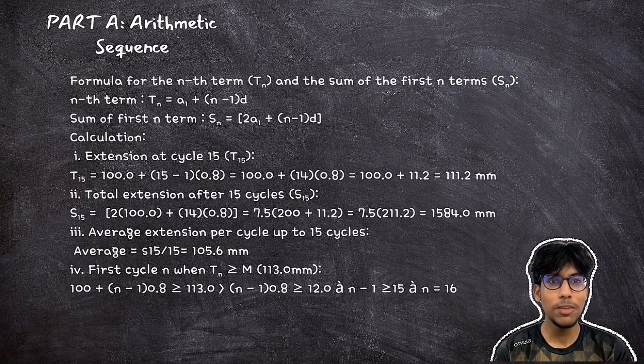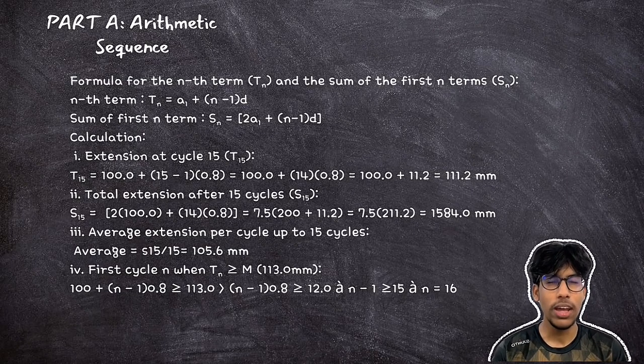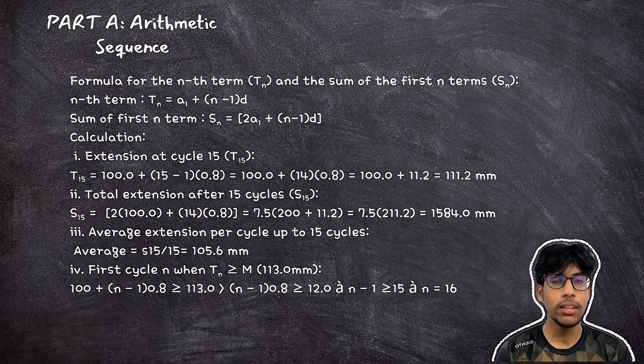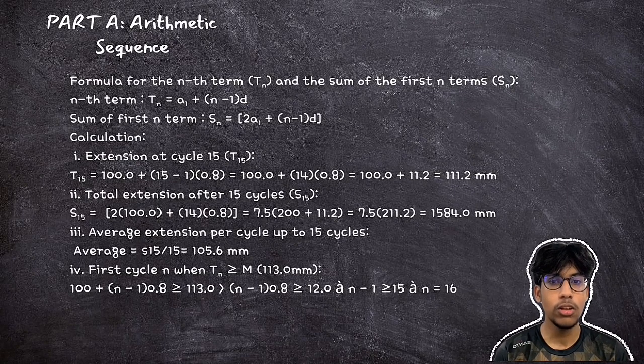So for my part, I'll be explaining part A, the arithmetic sequence. So for the first question, the formula for the nth term is Tn equals a plus (n minus 1) times d, and the formula for the sum of the first n terms Sn is n over 2 times (2a plus (n minus 1) d).